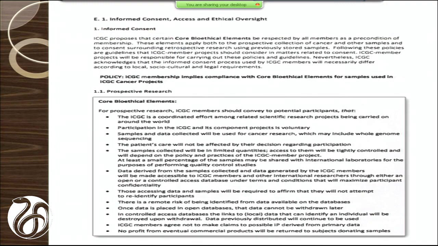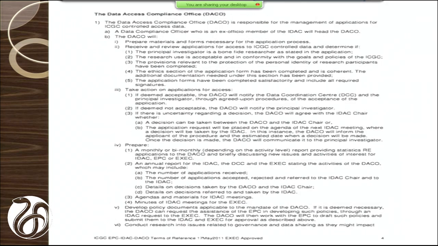They included core bioethics elements for both prospective and retrospective use of data sets and tumor samples. And most importantly, for the controlled access part, they created a data access compliance office situated in my center as a sort of third party or independent broker that would vet the applications, not the scientific part, but the authentication, the ethics review, the security plan, and so on, prior to granting access to researchers from all over the world.